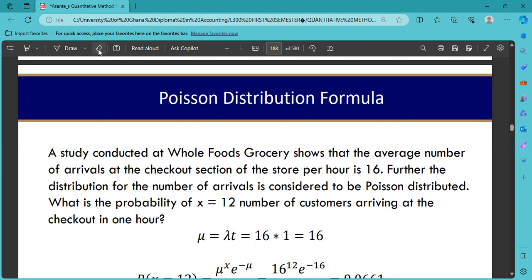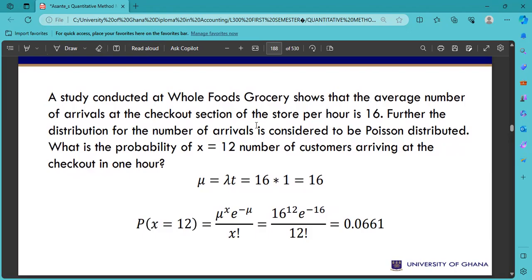So what's the probability that 12 customers will arrive at the checkout in 1 hour? If 16 come in 1 hour, and we are also finding 12 in 1 hour, then we maintain our mean. But if it were different, like let's say 12 people in 30 minutes, then we need to divide the hour by 2, and then get our t.